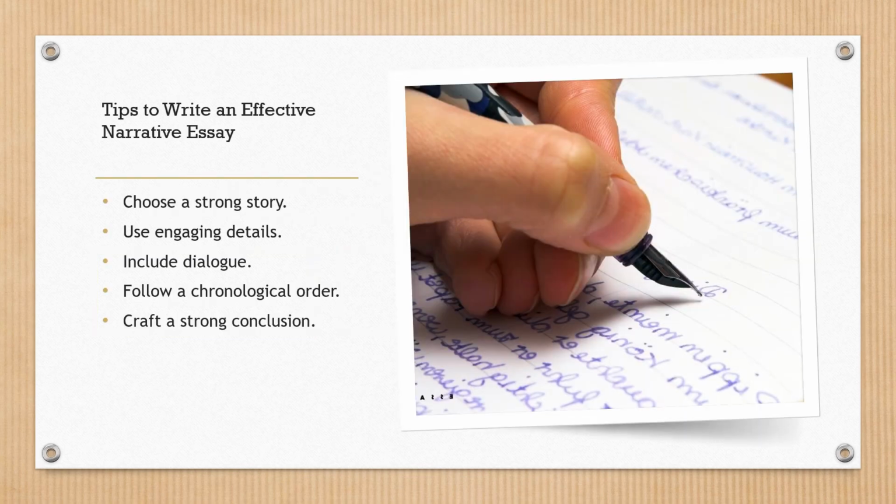Now that we've defined our terms, so to speak, let's dive into some tips for writing an effective narrative essay. First, choose a strong, compelling story that has a clear focus. Next, include some engaging details to create a vivid image in the reader's mind. And incorporating dialogue is also a great way to bring characters to life and to keep that narrative engaging. Following a chronological order also helps to keep the reader's attention and makes the story easier to follow. And finally, always end with a strong conclusion that sums up the story and leaves the reader with something to think about.